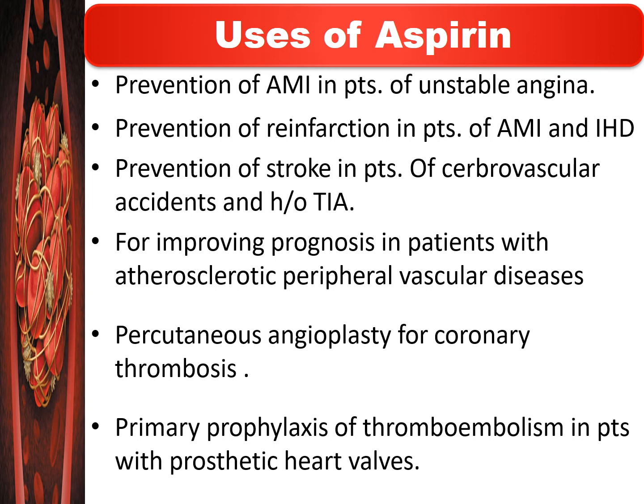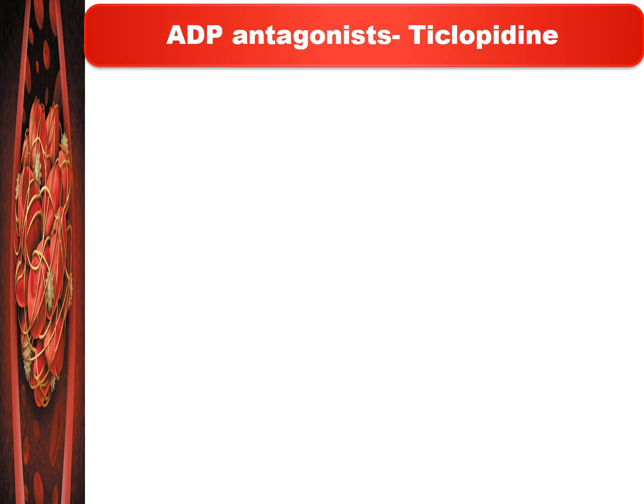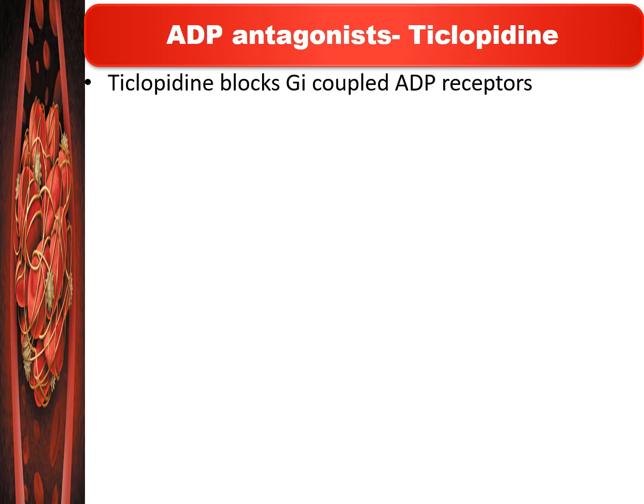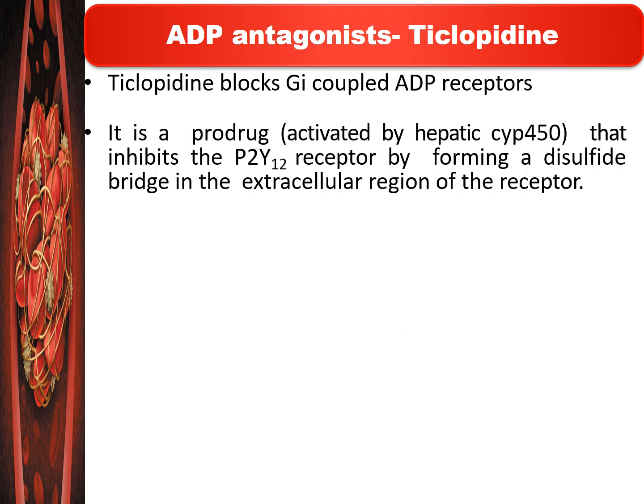prosthetic heart valves. Another class of drug is the ADP antagonists, that is ticlopidine. Ticlopidine blocks the Gi-coupled ADP receptors. Ticlopidine is a prodrug which is activated by hepatic cytochrome P450 and inhibits the P2Y12 receptor by forming a disulfide bridge in the extracellular region of the receptor.